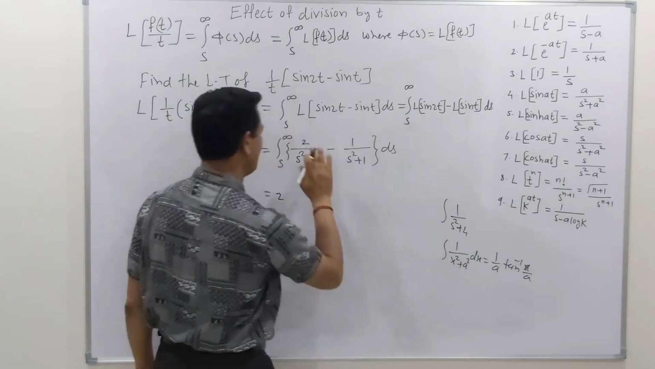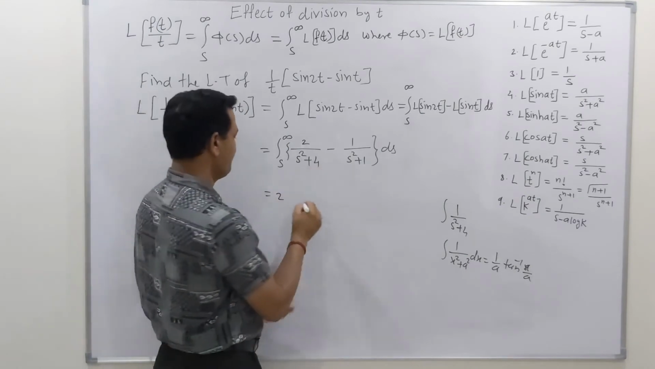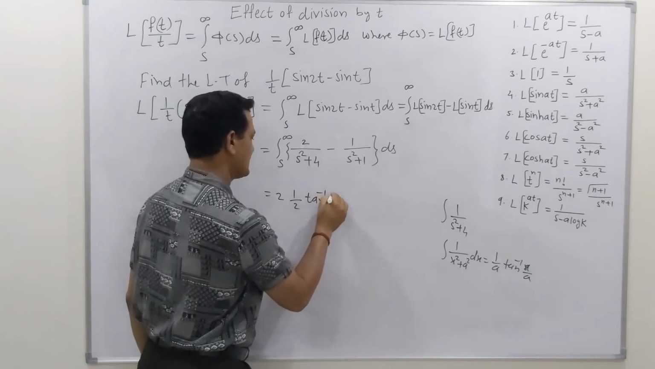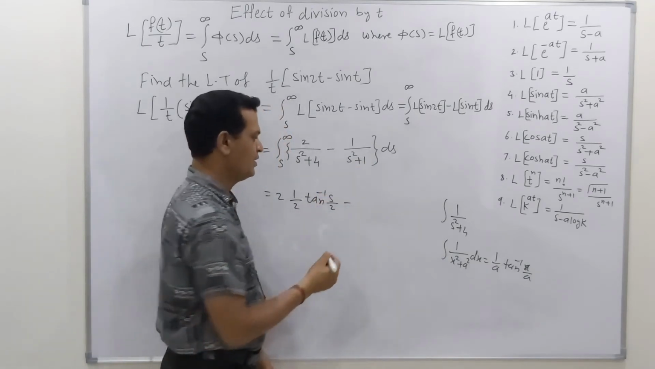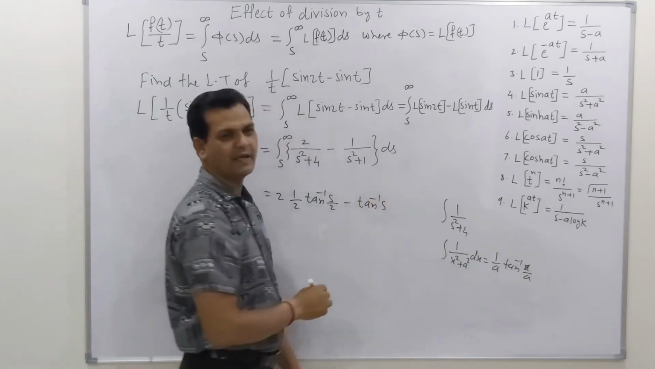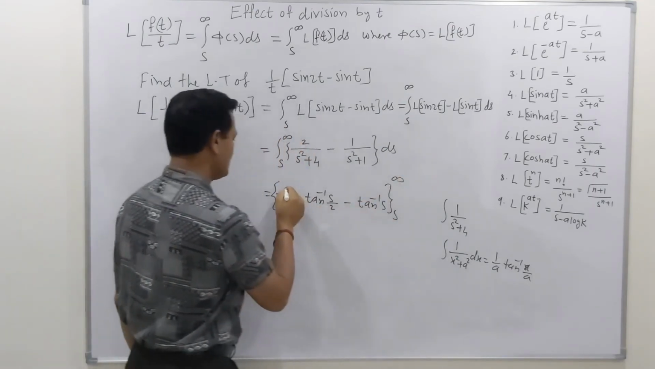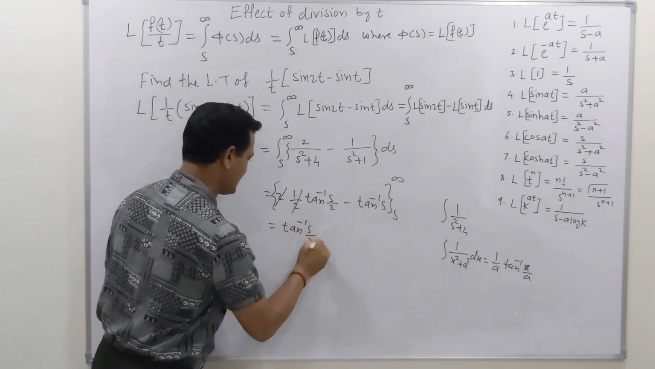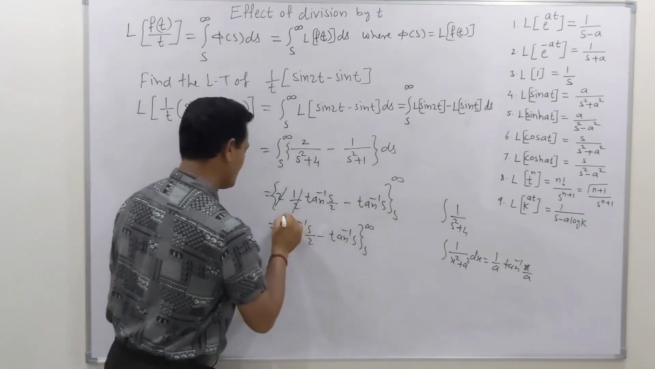If we apply this formula for the integration here, a square is the value of 2 square, so we can write this as 1 upon 2 into tan inverse s by 2 minus, so here the value of a is 1, so minus 1 upon 1 into tan inverse s by 1. So now the limit for this term is s to infinity. So this 2 will get cancelled. So now the remaining term is tan inverse s by 2 minus tan inverse s, with limit s to infinity.